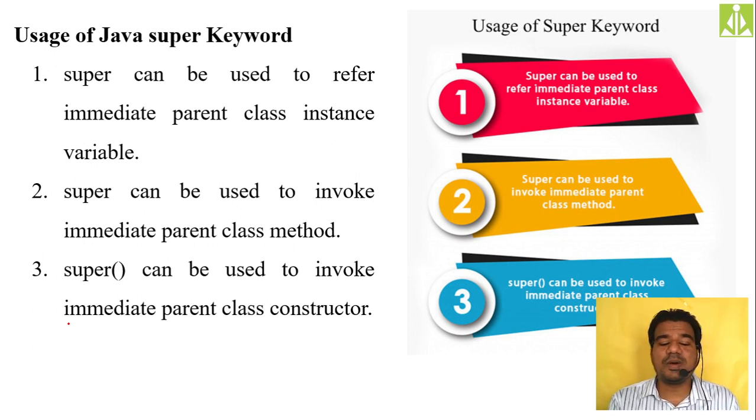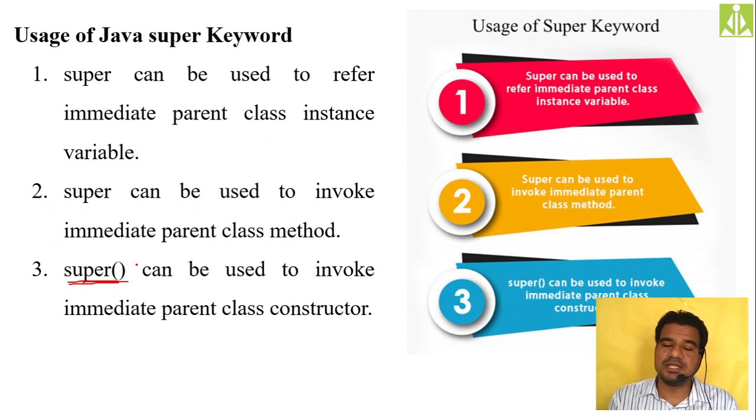Second, super can be used to invoke the immediate parent class method. So when it is referring to the object, you can easily call the immediate parent class methods using this super keyword. Third, super(), that is the super keyword followed by parentheses like a method, represents the immediate parent class constructor.